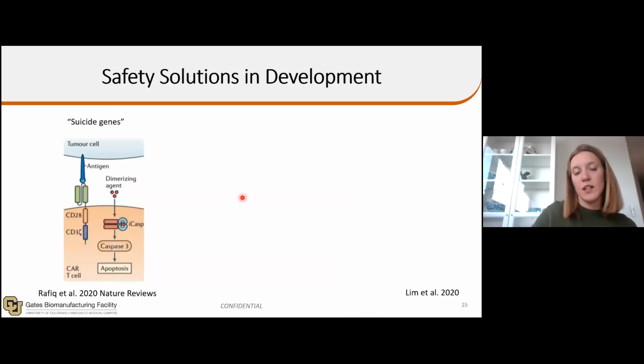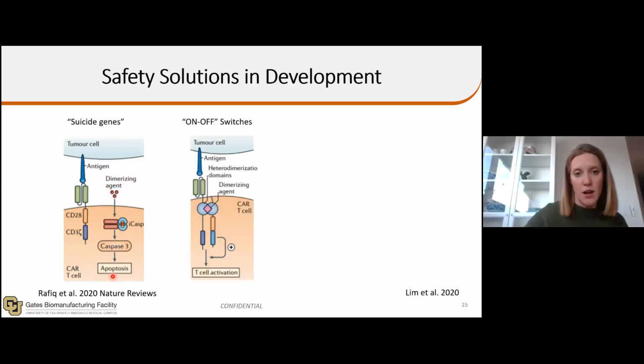So there are several solutions that are in development. You can think about expressing something called a suicide gene, where you would engineer that also into your engineered cells, so they would express the CAR and they could also express an inducible kill switch. Basically you could give what's depicted here as a dimerizing agent, but you could give some kind of therapy systemically, and that could activate a death pathway in the T cell. So that if you started to see a safety risk, you started to see toxicity, you could give this dimerizing agent and activate the killing. There's also an off switch that would work somewhat similarly with a dimerizing agent.